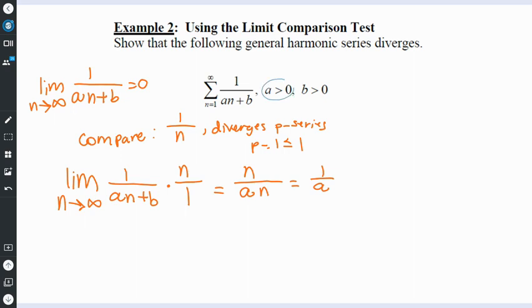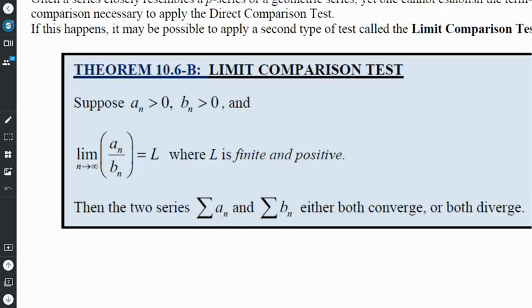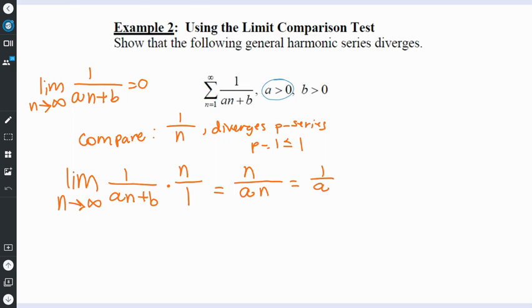A is positive, right? They told us that if a is negative, it would be inconclusive. So if you can't do any of the tests, you could just put inconclusive. The limit, 1 over a, has to equal a positive number. It doesn't matter what the number looks like. It just has to be a positive number, even if it's a fraction. We are given that a is positive, so we know that it's going to be greater than 0.